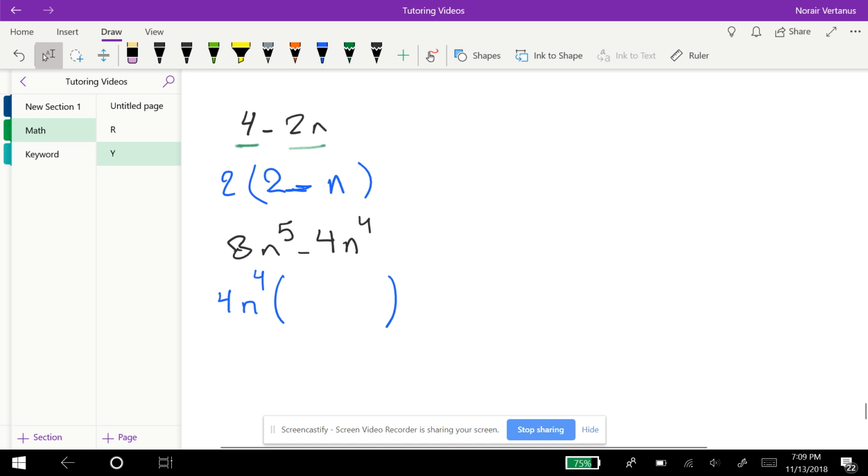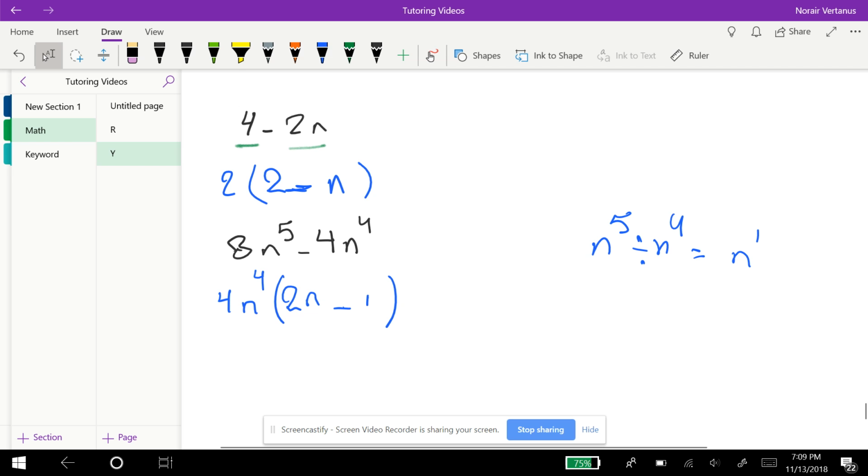So open parentheses, and you're going to divide each one of those by 4n to the 4th. 8n to the 5th divided by 4n to the 4th. I'll go one by one. 8 divided by 4 is 2. And then n to the 5th divided by n to the 4th, when it's division, let's review: if the bases are the same, write one of the bases and subtract the powers because of division. So it's n to the 1st power, which is the same as n. And then 4n to the 4th divided by 4n to the 4th is just 1, but there's a negative, so it's going to be negative 1. So we're done with this one.